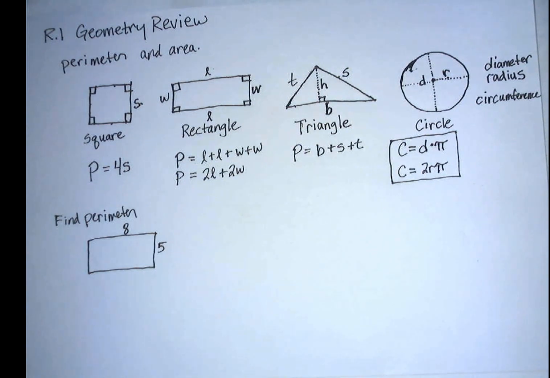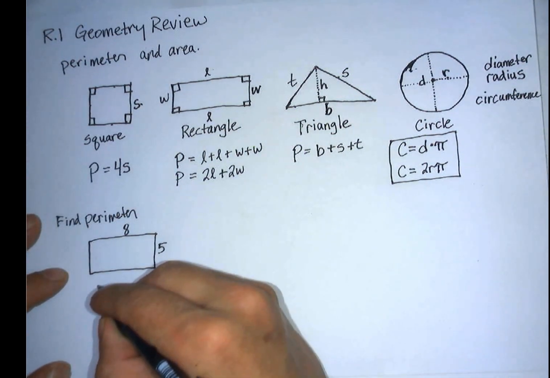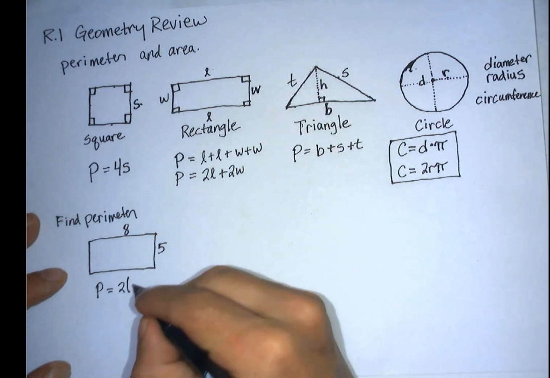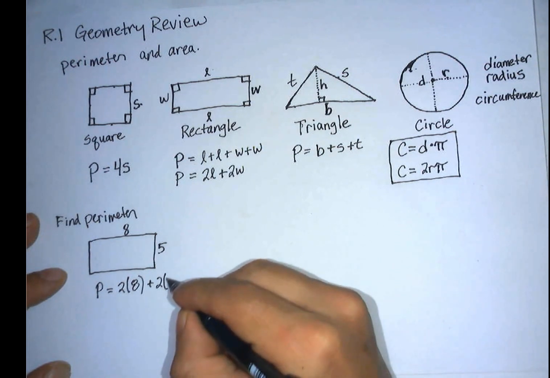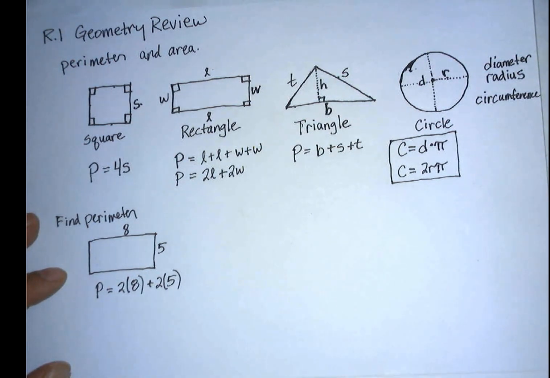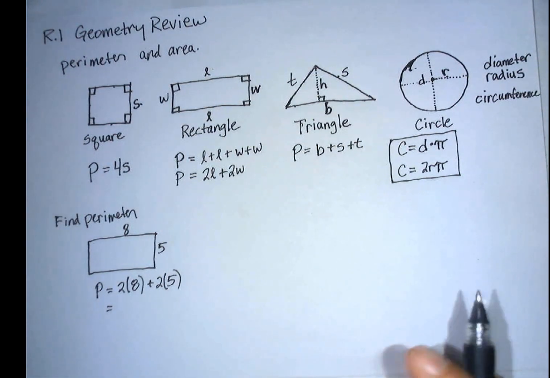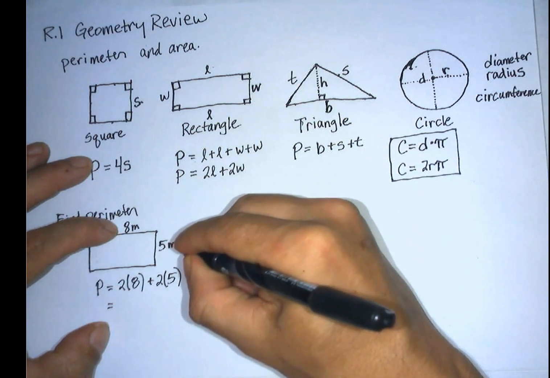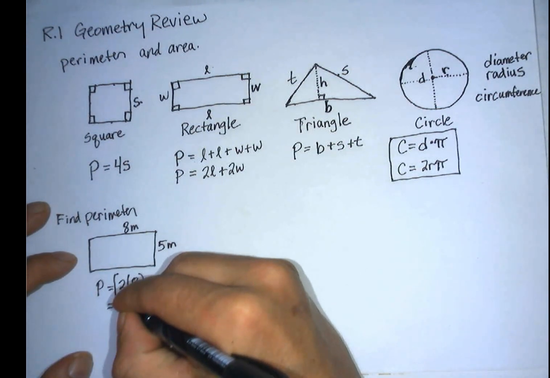Okay, so we can use this formula here. The perimeter is 2 times the length, which is 8, plus 2 times the width, which is 5. And one thing I'm missing here is a unit, because 8 does not make any sense without a unit. There we go. So 8 meters plus 5 meters. So all of this is going to be in meters.